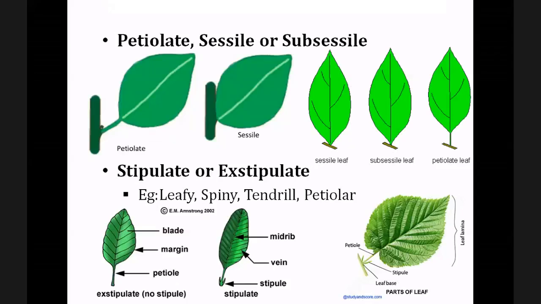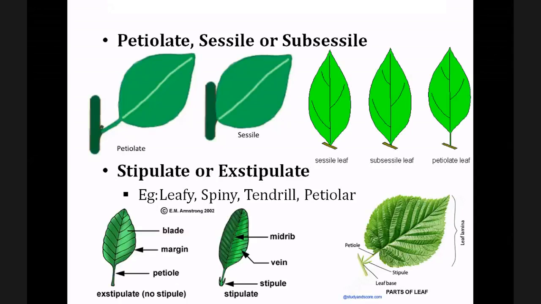They are the pair of outgrowth. These stipules are born on the both side of the base of the leaf petiole. They are the one of the outgrowth. We call it as a stipule. So if the leaf having these outgrowth at the bottom of this petiole, then that leaf we call it as a stipulate leaf. If the leaf not having these stipule, then we call it as the exstipulate leaf.